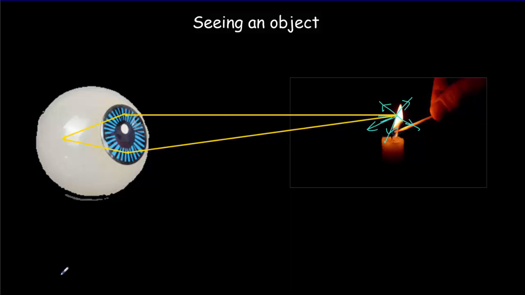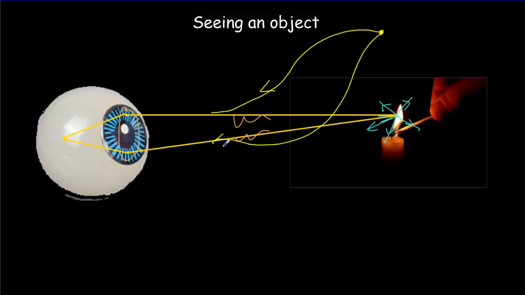Now, what's kind of interesting is the eye really only knows the rays as they strike its surface. They really don't know what's going on back here with the rays. Suppose the light had come from a point over here and taken some strange path to get to the iris, something like that.